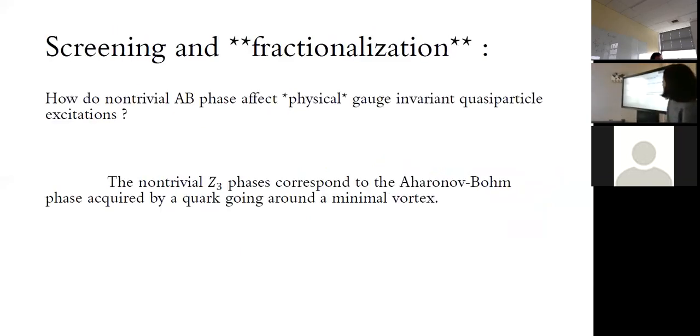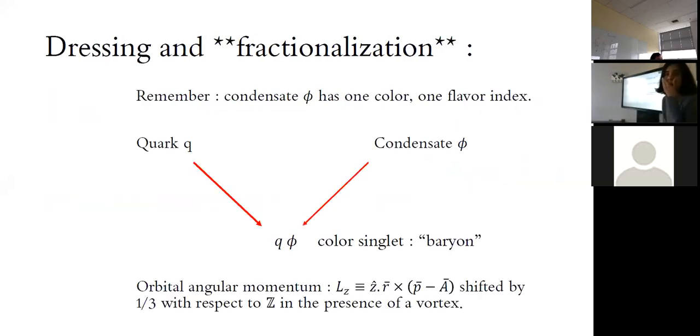So this Aharonov-Bohm phase is actually experienced by a single quark field. If you were to shoot a quark quasi-particle through this color superconductor, you would see this, just like the pi phase in superconductors is seen by an ordinary electron. So that's what's going on. Now, there are some new kinds of baryons that you can define in the system, which, as a consequence of this non-trivial Aharonov-Bohm phase, will have fractional orbital angular momentum.